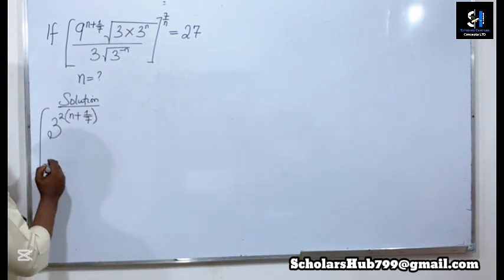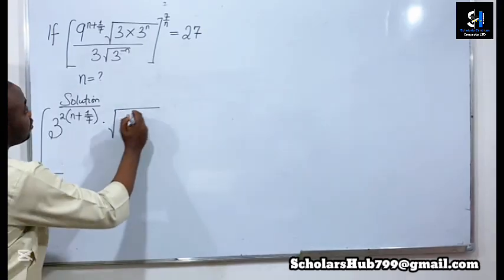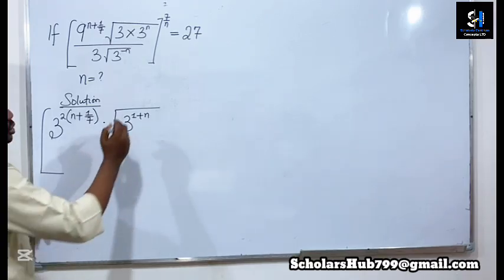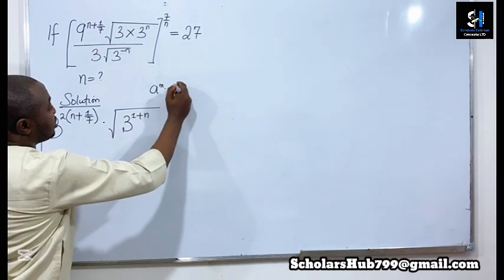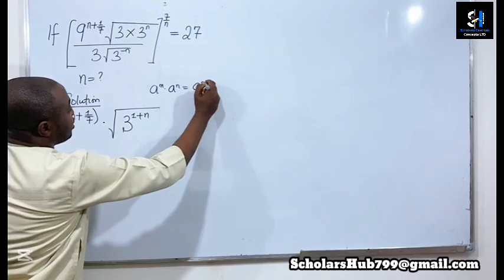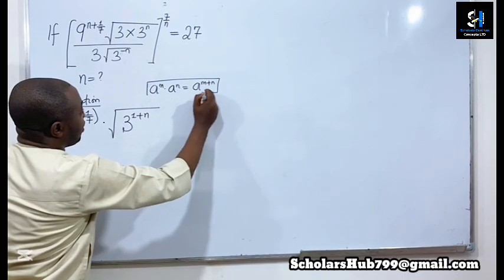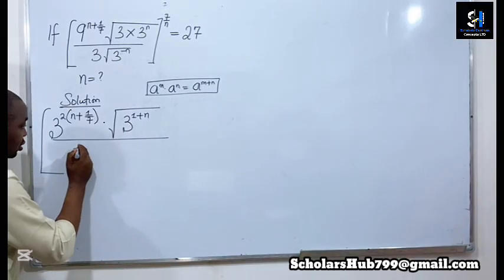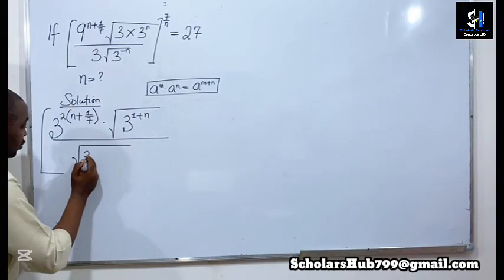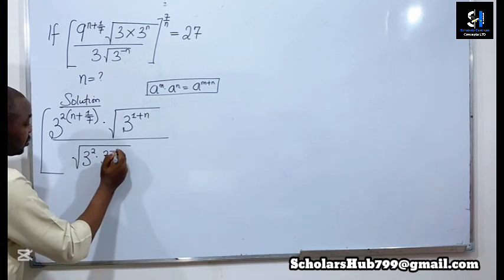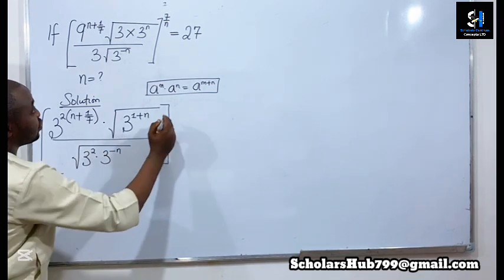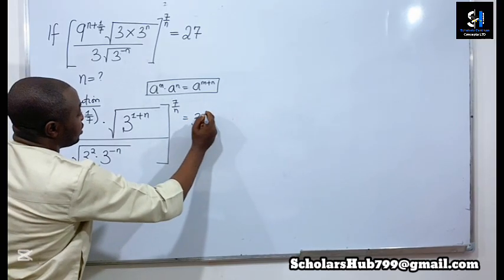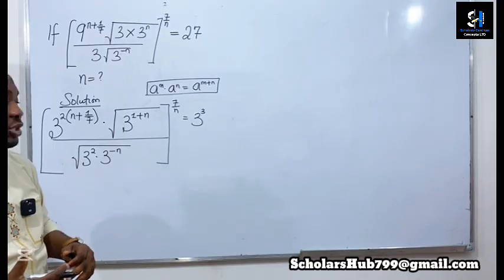So we have the square bracket, then multiply by 3 raised to the power of 1 plus n. That is, if we apply the property a raised to the power of n times a raised to the power of n, that will be a raised to the power of n plus n. So applying this property, divide by the square root of 3 raised to the power of 2 multiplied by 3 raised to the power of n. Then raised to the 7 over n equals 3 raised to the power of 3, because 3 raised to the power of 3 is 27.